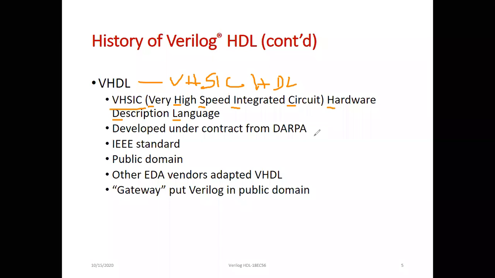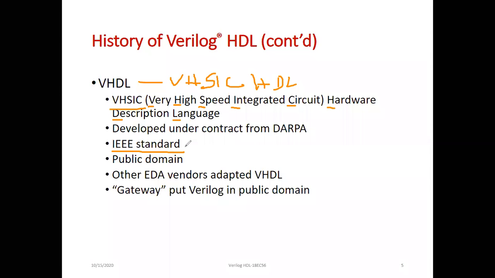It was developed under contract from DARPA, that is nothing but you can say defense actually. Initially VHDL only was developed, later Verilog came. Initially they used it in the US defense military purpose, it is not for commercial purpose. Later VHDL got IEEE standards. Any electronics in the world, if it is standardized by IEEE, then it can be recognized or used globally. That is the main important thing, the IEEE standards.